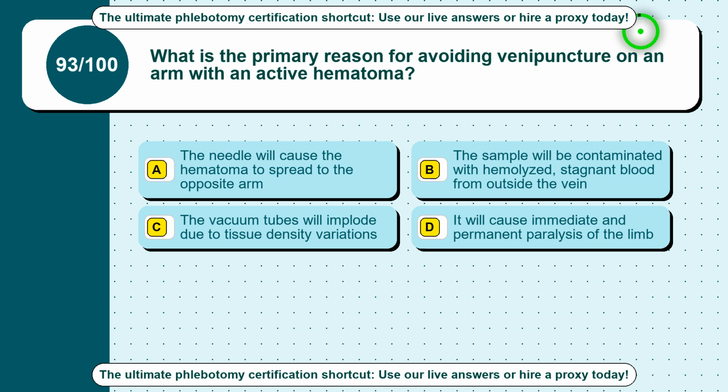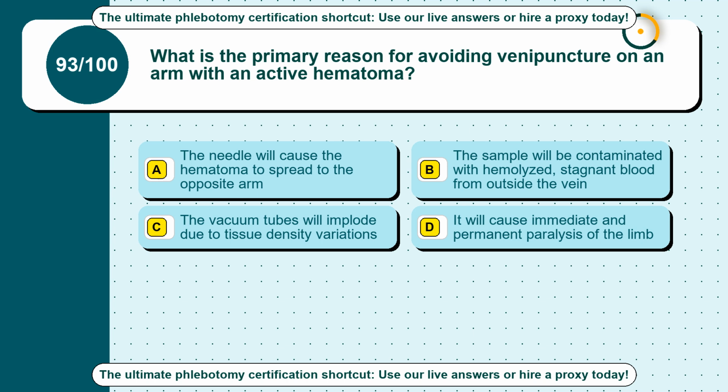Question 93. What is the primary reason for avoiding venipuncture on an arm with an active hematoma? Option A, the needle will cause the hematoma to spread to the opposite arm. Option B, the sample will be contaminated with hemolyzed, stagnant blood from outside the vein.